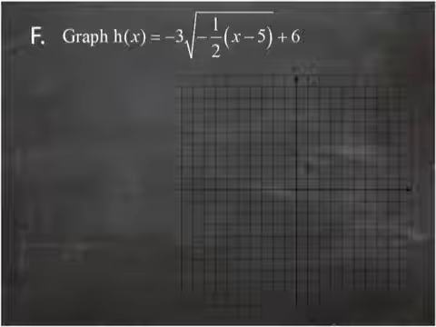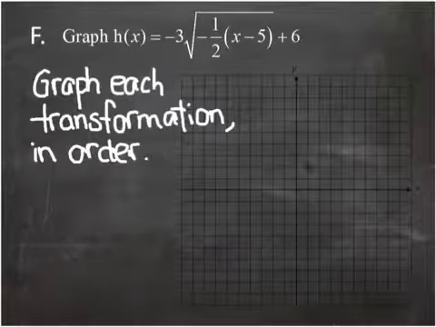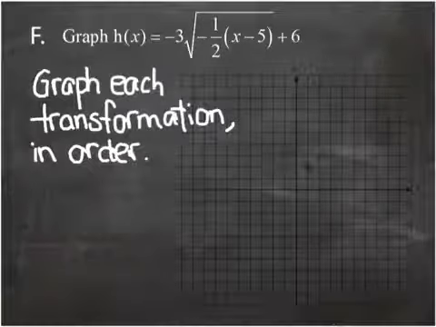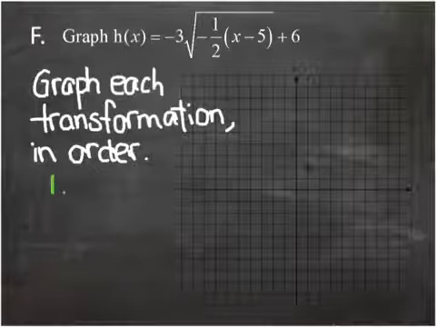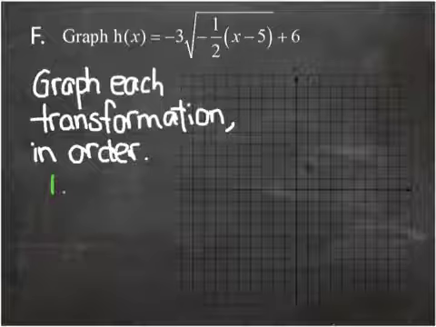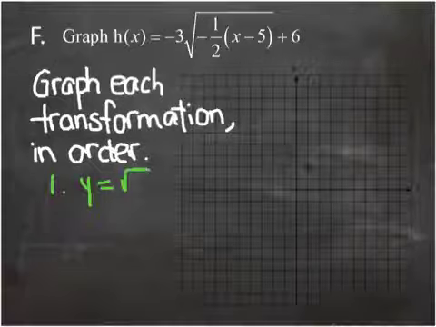Another way to graph, which I'm going to show you here, is step by step, each transformation one at a time. So if you were doing that here, the first thing you would do would be the parent function. And in this case it would be y equals the square root of x.